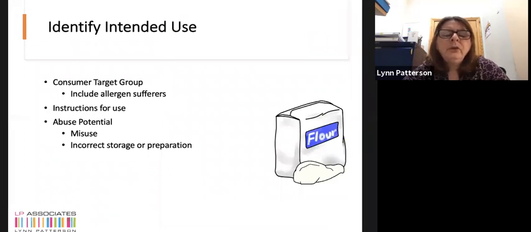Who is our consumer target group? So we talk about our at-risk group being the very young, the elderly, the immunocompromised, pregnant women, and we now have a fifth group that we add there, which are allergen sufferers. And this is a particular concern if you're making a claim with regard to an allergen, that it's really important then that we understand who our target group is. Often this is not identified correctly.